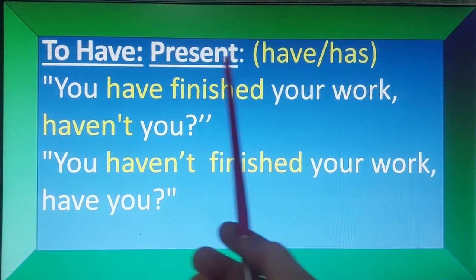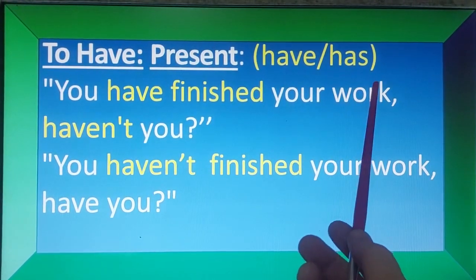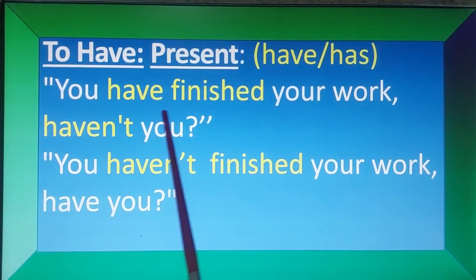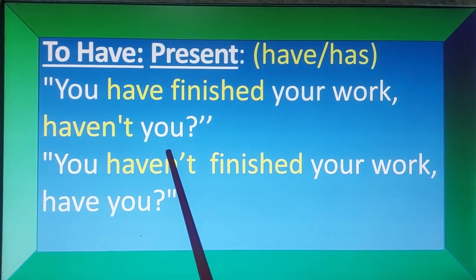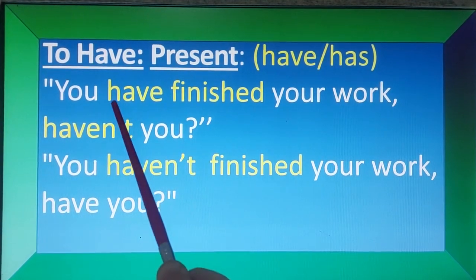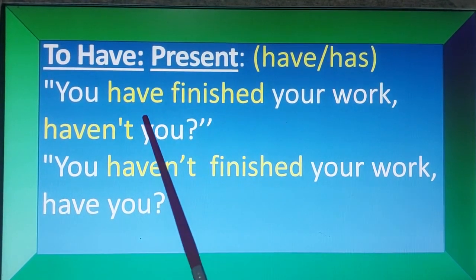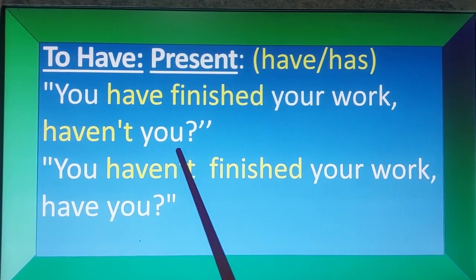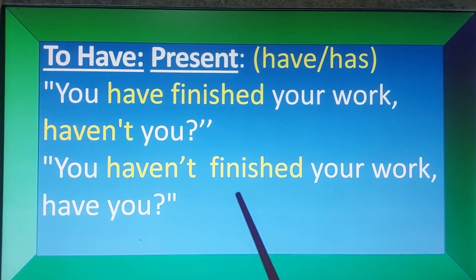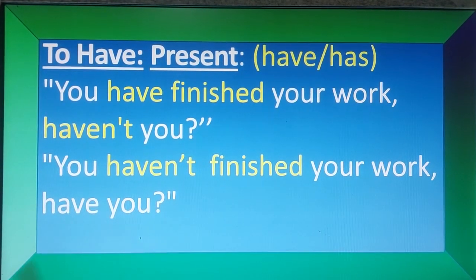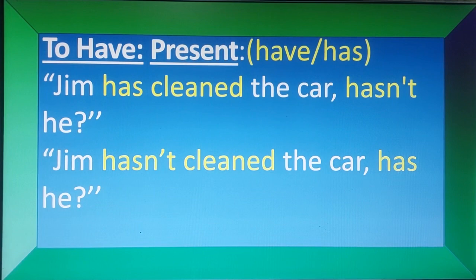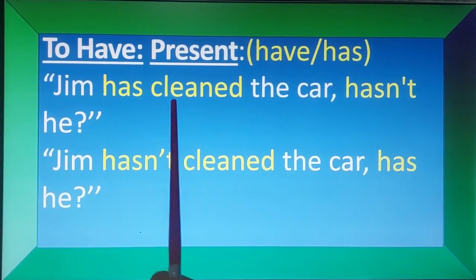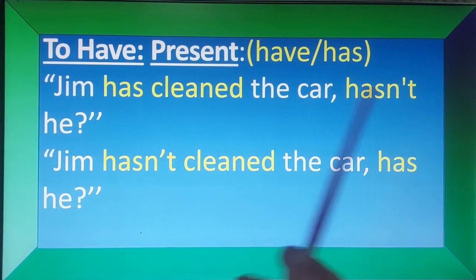To have in the present, we have have and has. Has for the third person singular. You have finished your work, haven't you? Okay? Have finished is the present perfect. You have finished your work, haven't you? You haven't finished your work, have you? With the third person, with has: Jim has cleaned the car, hasn't he?